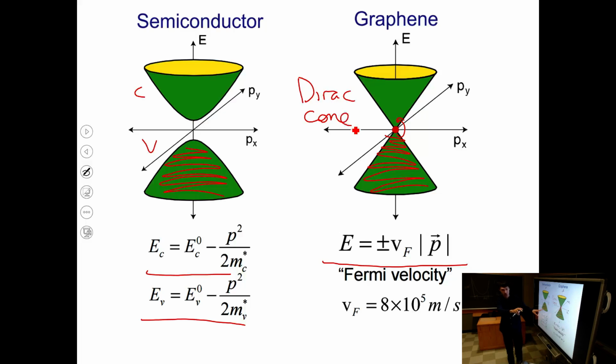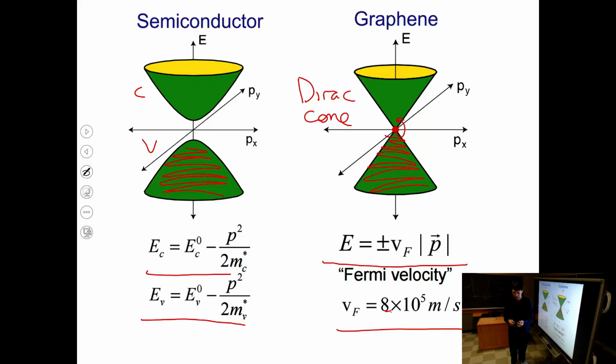And this Fermi velocity, in quote marks, is kind of like the speed of light for electrons in graphene. It is much slower than the speed of light. This is what it actually is. This is a parameter you can calculate from the band structure. You can actually tell what the slope of this cone is supposed to be.